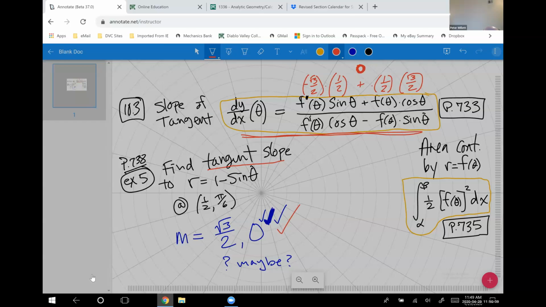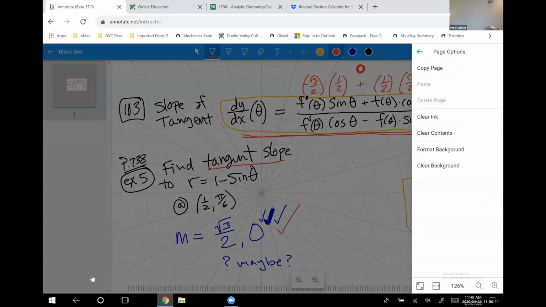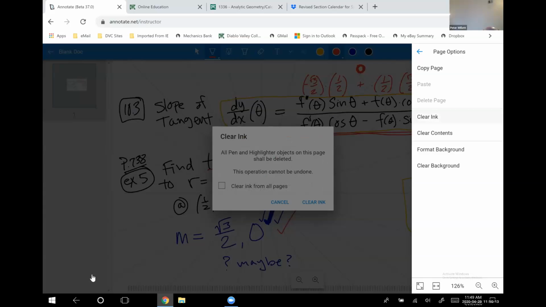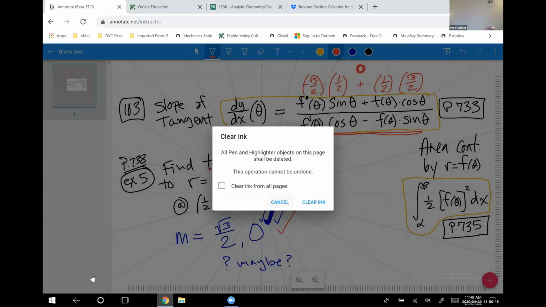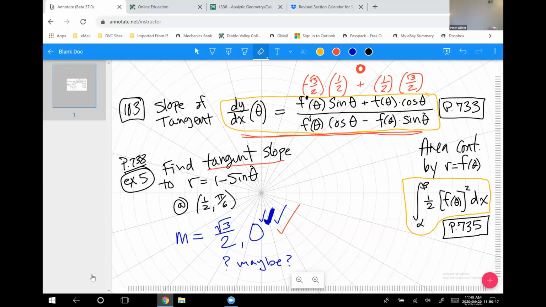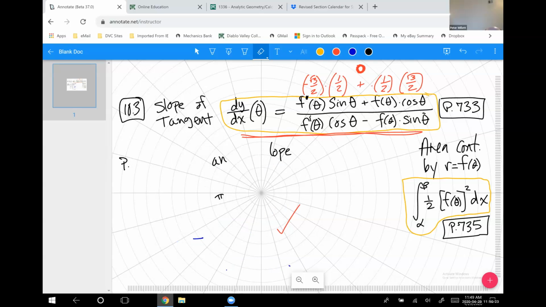And so let's use our last 15 or so minutes to consider, I don't want to clear all the ink, the area formula. So make a little space here. All right, so let's do this. Let me give you a quick little example to give this formula a try. So now for area, we're talking about that formula.